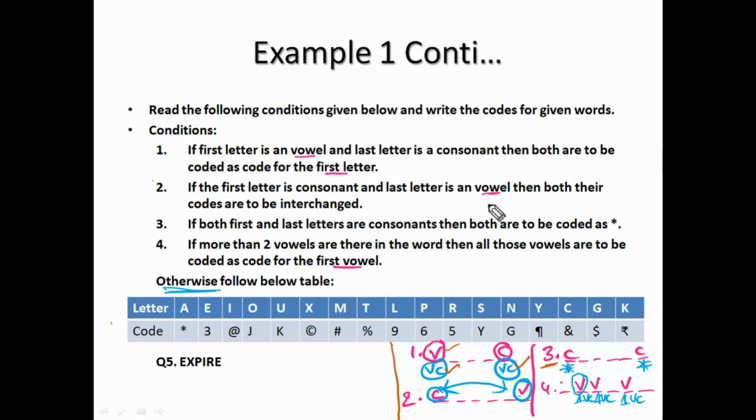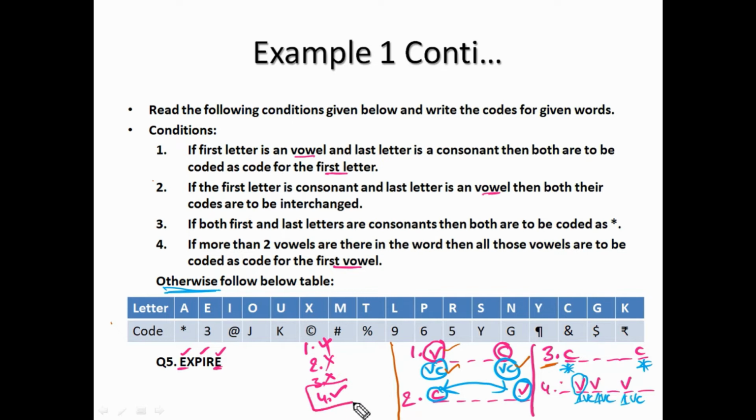Next example, number 1. I'm checking the conditions. Condition 1. First is a vowel and last is a consonant. First is a vowel, okay, but last it is not a consonant, that's why fail. Second condition. First is a consonant, no sir, it is not a consonant, fail. Third condition, first and last are consonants, no sir. And fourth condition, more than 2 vowels are there. So 1, 2, 3, yes, there are 3 vowels. So condition 4 is following.